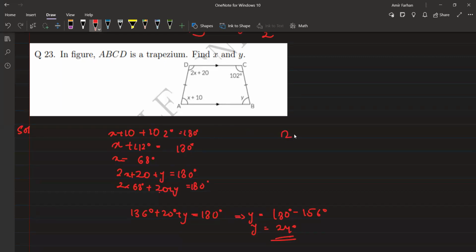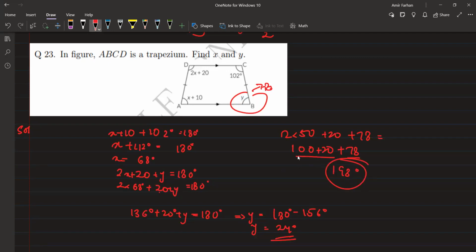Just a second, put the values here. 2 into 50 is 100, and the 78 you got. Yes, okay. Plus 20 plus 78 is equal to, let's match, 100 plus 20 plus 78. 120 and 78 is equal to 198. It should be equal to 180, not greater. If I put the value of x as 50, I get 198 as the sum of these two, because you got 78 from the equation.